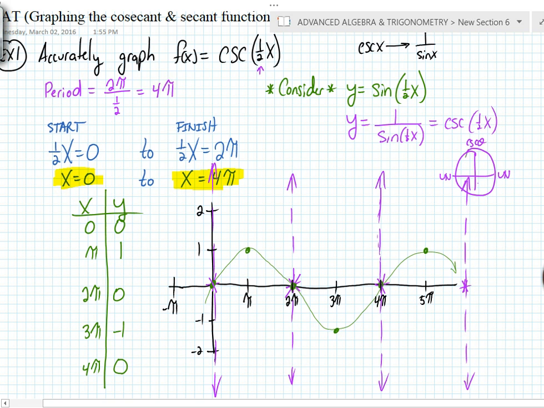Now the next thing is these peaks, this peak, this trough, and every corresponding peak and trough, they are always part of the cosecant function. They're part of these reciprocal functions. So we get to include those. So I'm going to make those a little bit heavier. They are going to be part of our actual graph.